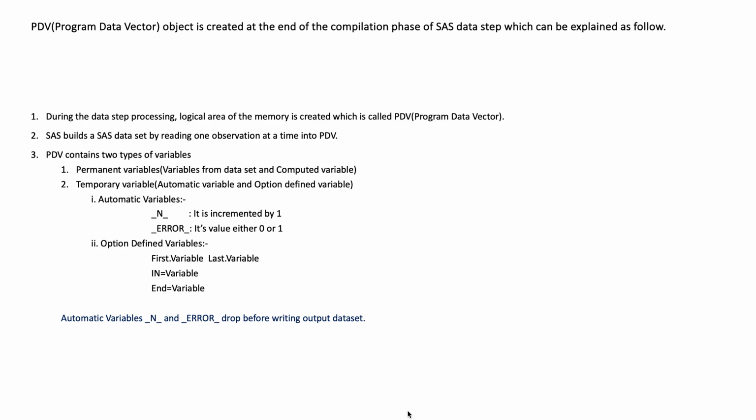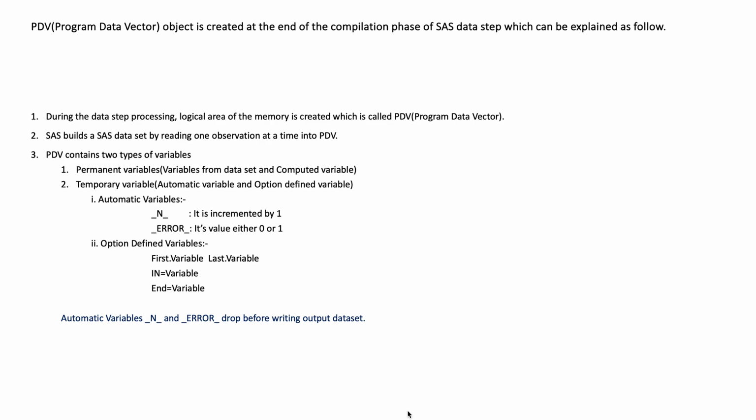First, automatic variables, which include _N_. It is incremented by 1. That means _N_ represents the observation number. And another one is _ERROR_. Its value is either 0 or 1. 0 means there is no error, 1 means there may be one or more errors.